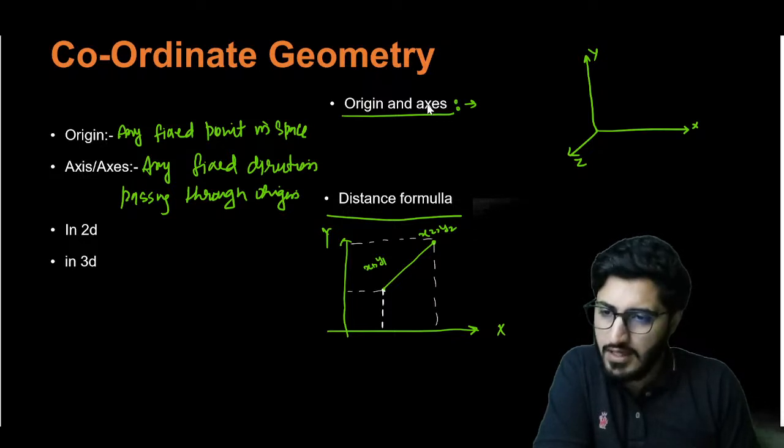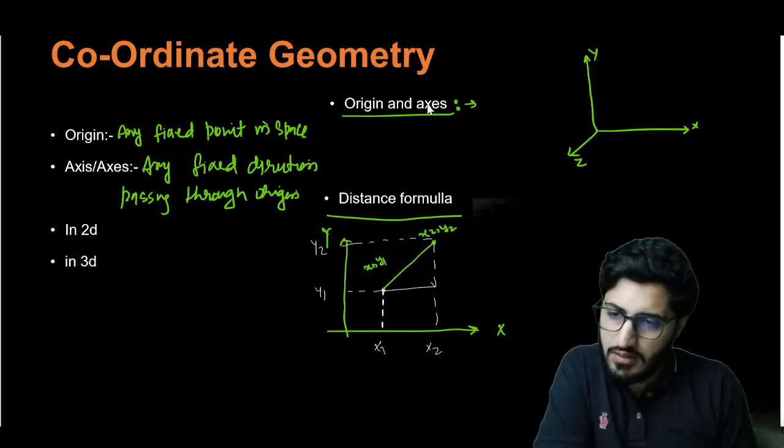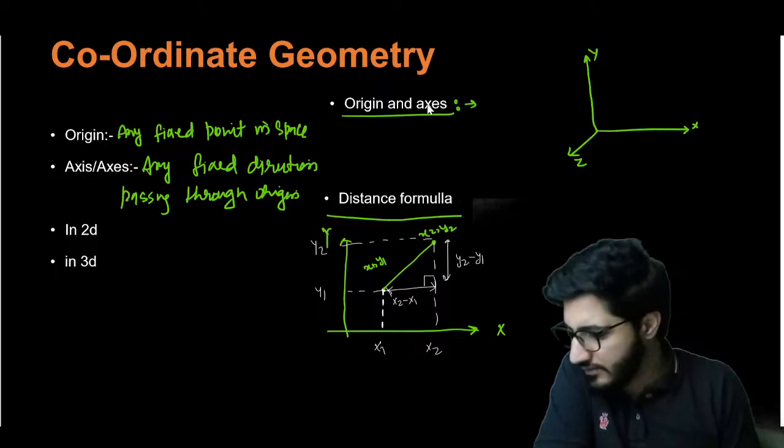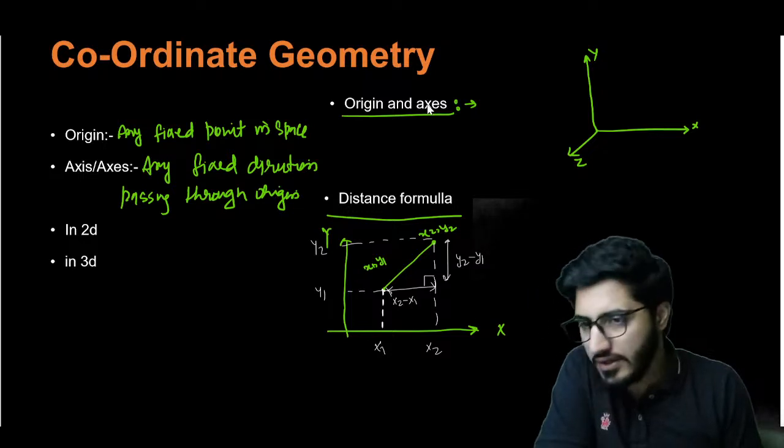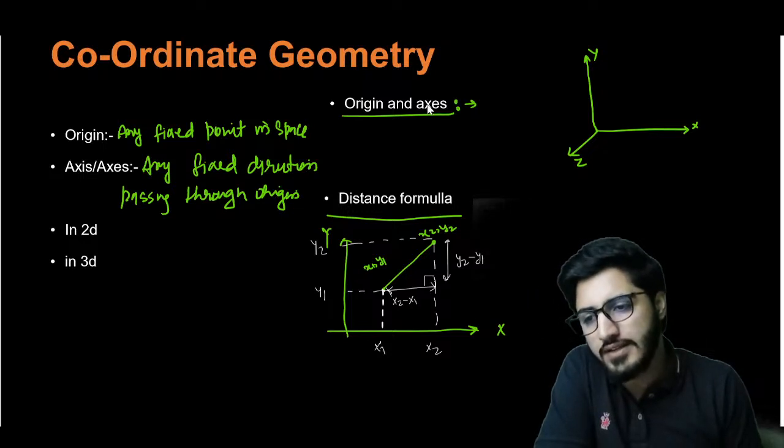I can just make it like this. So this one is x1, this one is x2, this one is y1, this one is y2. And I think this gap represents x2 minus x1. This gap represents y2 minus y1. I think this becomes a right angle triangle, no? This becomes a right angle triangle. This is base, this is perpendicular, this one is hypotenuse.